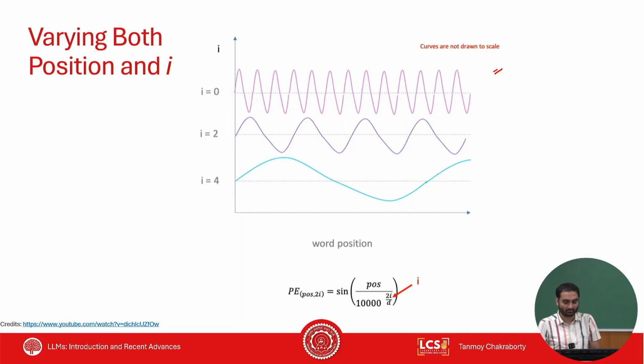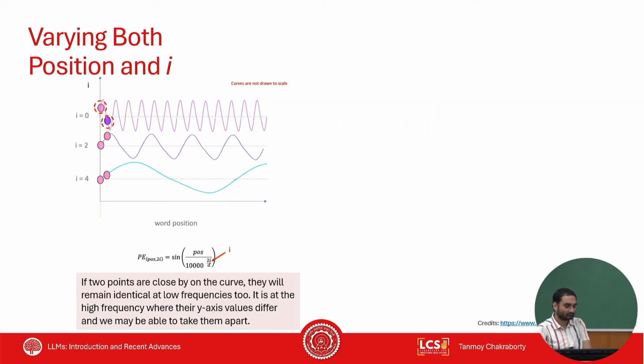Now let's look at the beauty of this formula. Let's say there are two consecutive positions, position 1, position 2. X-axis indicates position, position 0, position 1, position 2, and so on and so forth, and y-axis is the sine value with different i's. Let's look at two consecutive positions, 0 and 1. Ideally, what do you think? Intuitively, if two words are close by versus if two words are very far, should that information also be captured in the position embedding somewhere?